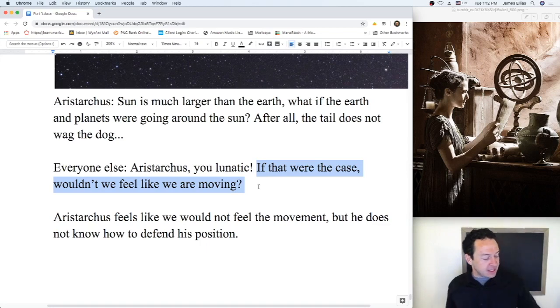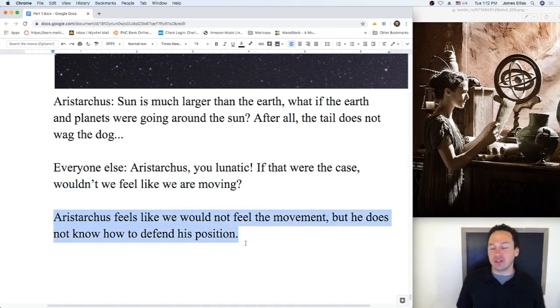So we can see that we're going to need to understand motion if we're going to get a further understanding of the heavens. And that's going to have to wait till next week for our next lecture.